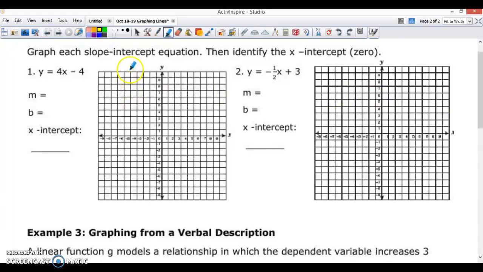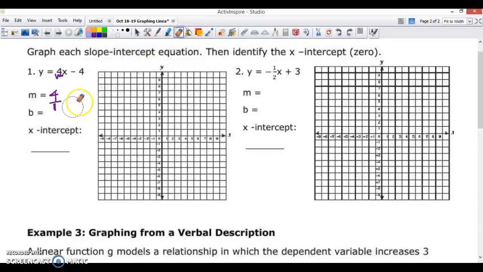Okay, graph each slope-intercept equation, then identify the x-intercept or the 0. All right, so a couple of ways we can do this. We've learned how to plug in the zeros for y or x, finding the y or x-intercept, but we're not going to do that today. Why do all that hard work when we can let the graph do the work for us? All right, the first thing we need to do is put down the slope. And so we remember that the slope is the number in front of x. And because I'm graphing, I'm going to go ahead and write it as a fraction.